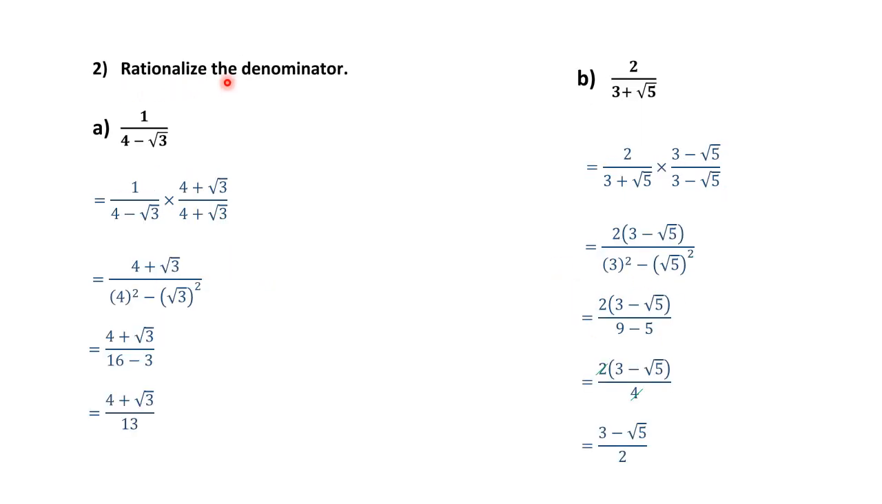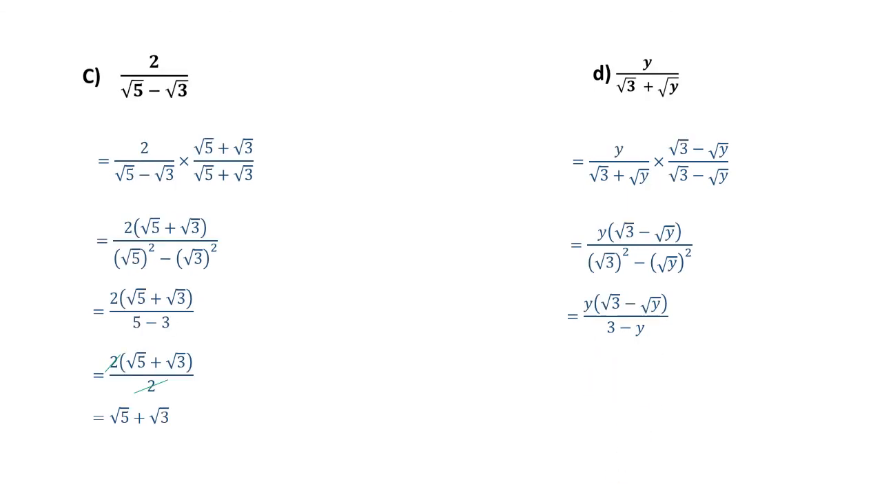Question number 2, rationalize the denominator, part B, 2 over 3 plus root 5. Denominator is 3 plus root 5. So we multiply and divide by 3 minus root 5. Now simplify these two, 2 times 3 minus root 5. Now recall a plus b, a minus b, we'll get a square minus b square. That is 3 square minus root 5 square. 2 into 3 minus root 5 as it is. 9 minus 5 is 4. Simplify these two, we'll get 3 minus root 5 over 2.